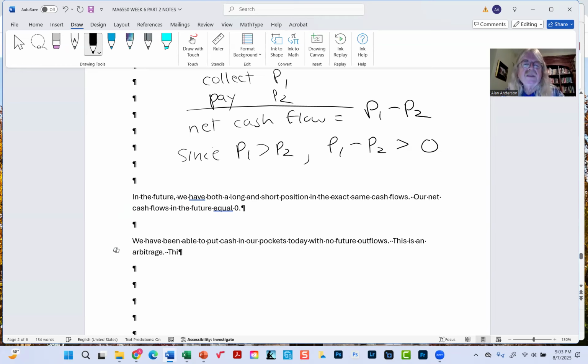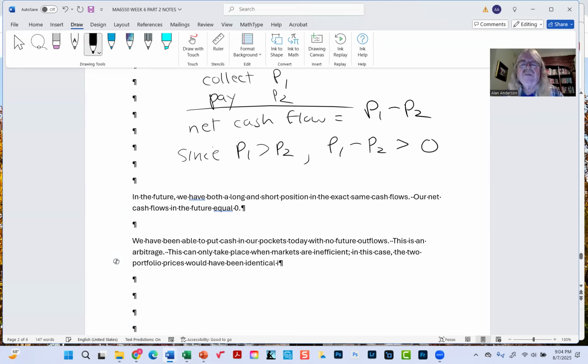And so this can only take place when markets are inefficient. And in this case, we know that they are. The two portfolio prices would have been identical in a perfectly efficient market. And so none of this could have happened.